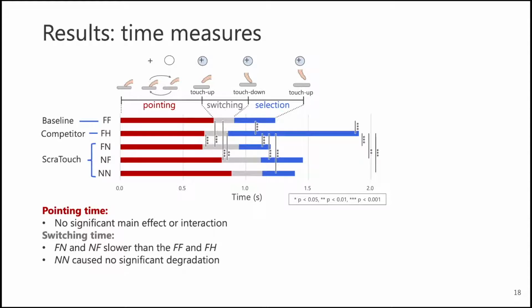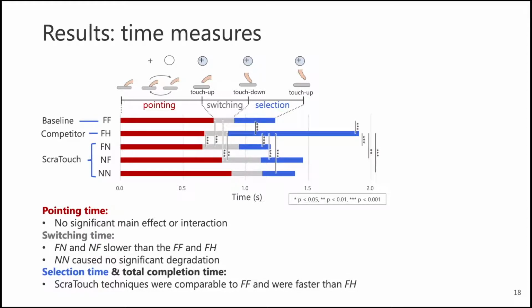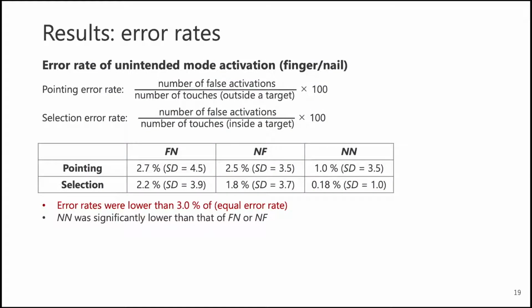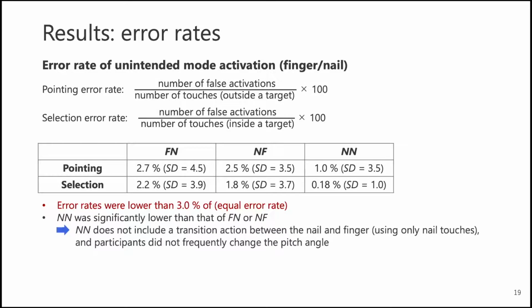Regarding the selection times and completion times, the ScraTouch techniques were comparable to the baseline and were faster than finger to hold. We also calculated the error rate of unintended finger and nail mode switching. The mean error rates of using ScraTouch for pointing and selection were lower than 3% of the equal error rate. The mean error rate of nail to nail was significantly lower than that of finger to nail or nail to finger. This is probably because nail to nail does not include a transition action between the nail and finger, and participants did not frequently change the pitch angle.